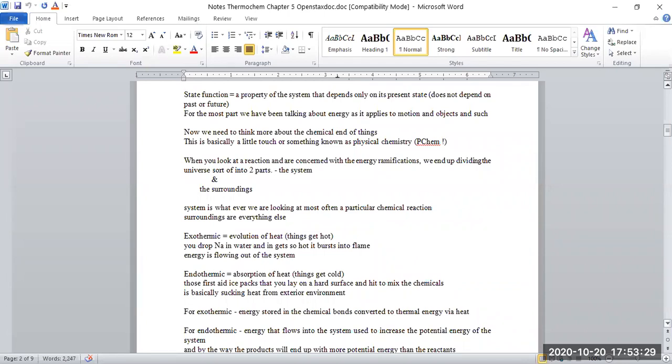Exothermic is one of the terms that we are applying here. Exothermic means evolution of heat. Things get hot. So if you strike the match on the box and it lights the match and then you light the candle, all of those things are creating heat. Therefore, they are exothermic.